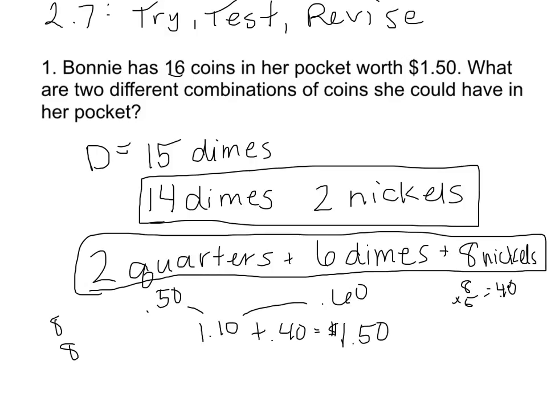You could come up with your own way to solve this as well. That's why it's called try, test, and revise, because there's not only 1 or 2 answers. There could be many possibilities.